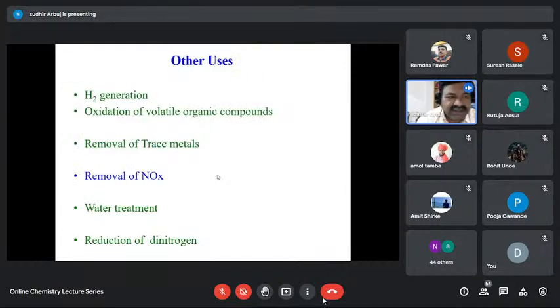So these are the other applications of this semiconductor photocatalyst technique, other than hydrogen generation: oxidation of volatile organic compounds, removal of trace metals, removal of NOx. This NOx comes from our automobile exhaust. Also water treatment and reduction of dinitrogen, meaning one can prepare ammonia from the reaction of nitrogen plus hydrogen using photocatalysis. Also, CO2 reduction has been tried using this technique, meaning from CO2 with the help of hydrogen, methanol or some reverse reaction can be prepared using this technique.